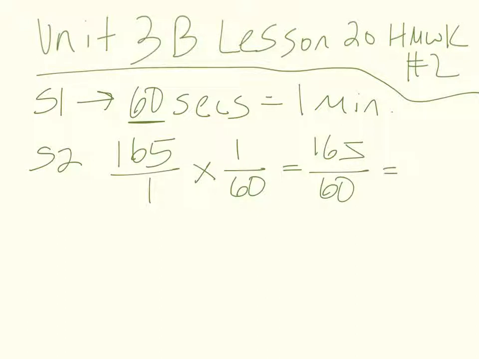So now at this point, we must turn this into a mixed number. Well, we know that 60 times 2 is 120, and 60 times 3 is 180. So that's too big. So we do know that there's going to be 2 wholes. And then we know that there will be 45 left over after you subtract, and the denominator stays the same.